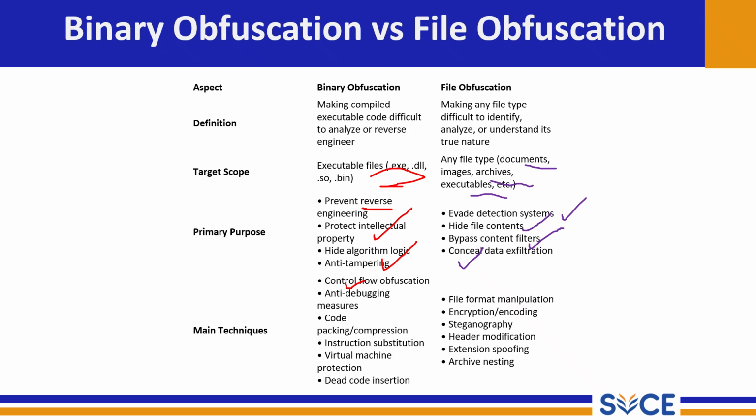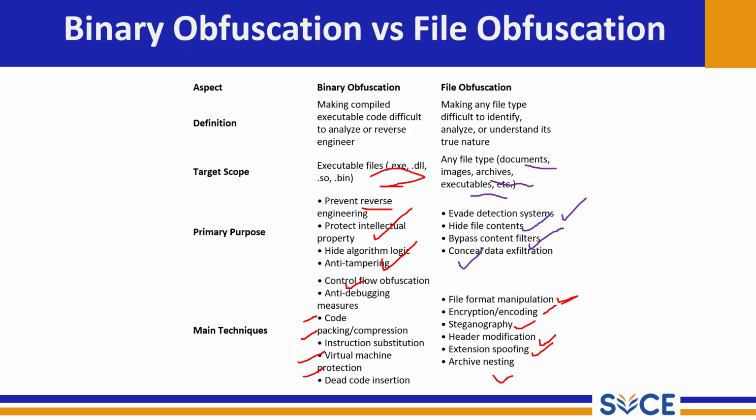Like, if you take binary obfuscation, here it uses control flow packing or encryption, instruction substitution, virtual machine protection, and dead code insertion. And similar to that, in file obfuscation we also use file format manipulation, encryption or encoding, steganography and header modification, and next, extension spoofing and archive nesting, right?